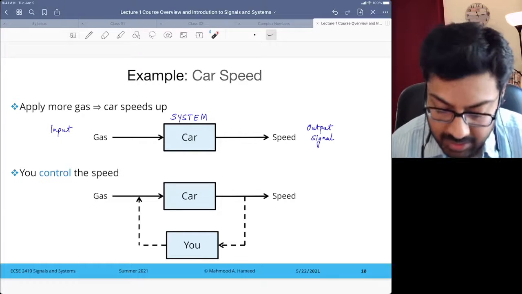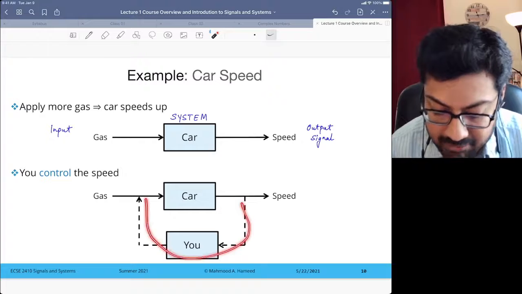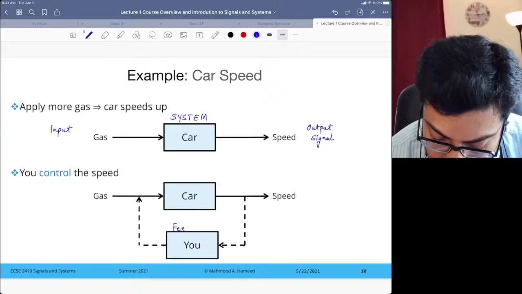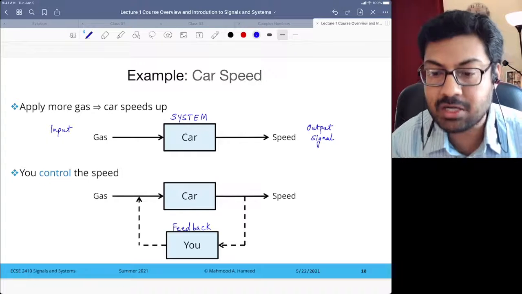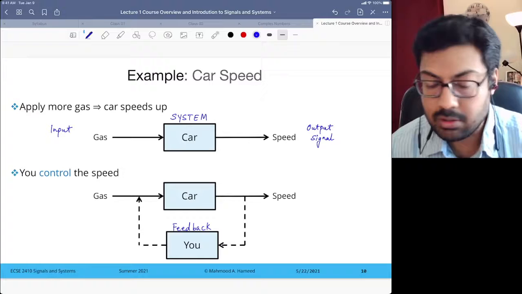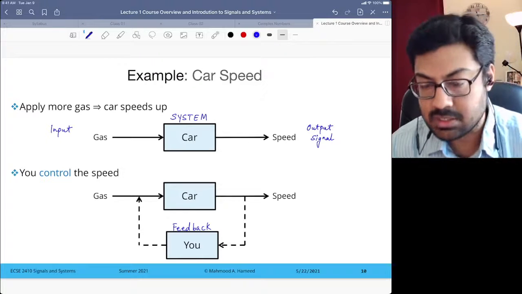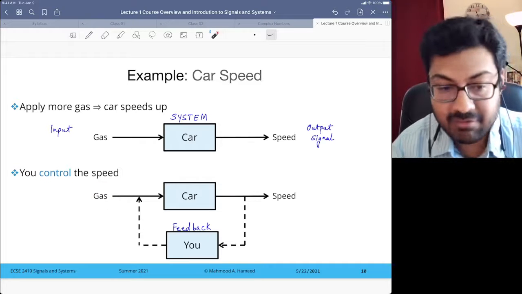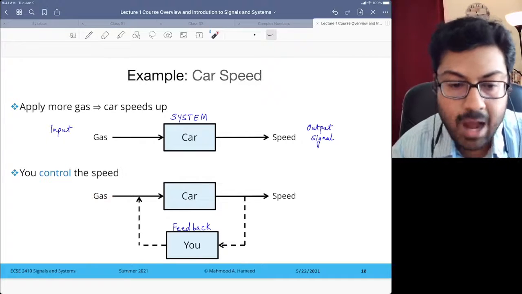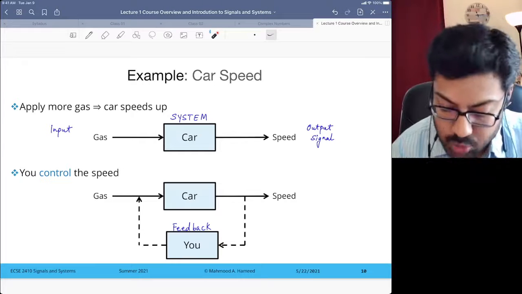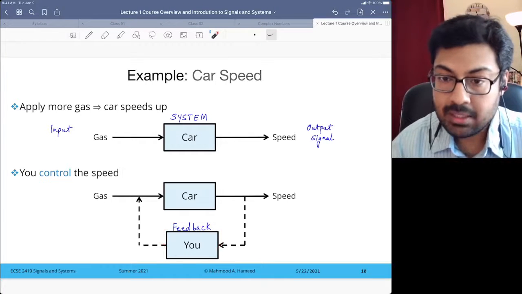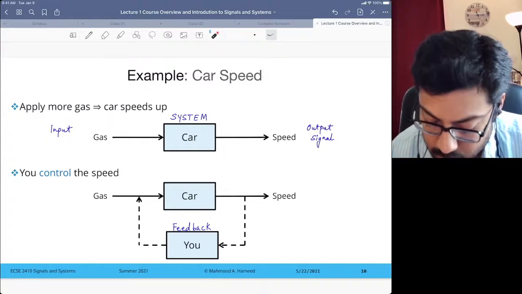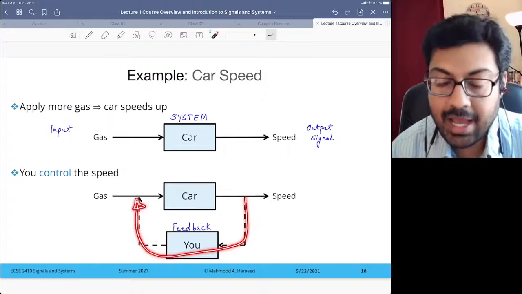Now we can do some interesting thing with this, which is to add a feedback system, right? So feedback over here, who is controlling the feedback? Well, you are controlling the feedback. Using what? Your sensors. What are your sensors? Your eyes, right? So as you are increasing the amount of gas, as you are pushing that pedal down, you are visually looking at the speed of the car, and then you are using that information in the feedback.